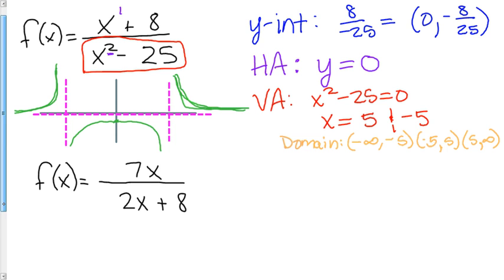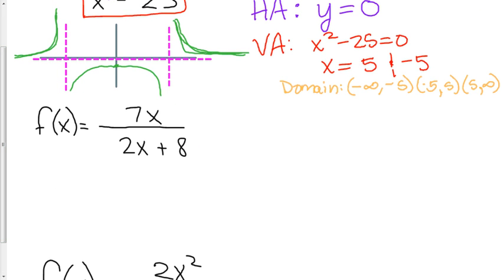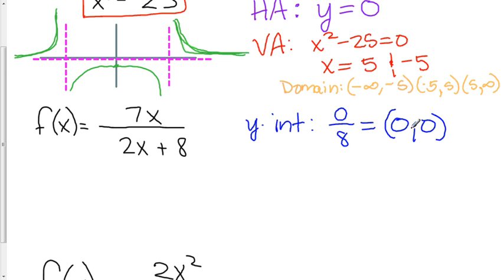Our second function here, 7x over 2x plus 8. Y-intercept is going to be constant as 0 in the numerator, 8 in the denominator, so (0, 0) is our y-intercept. Horizontal asymptote, looking at the degrees, degree of this is 1, degree of that is 1, so therefore we have to take the leading coefficients, which are 7 and 2, so our horizontal asymptote is going to be y equals 7/2.